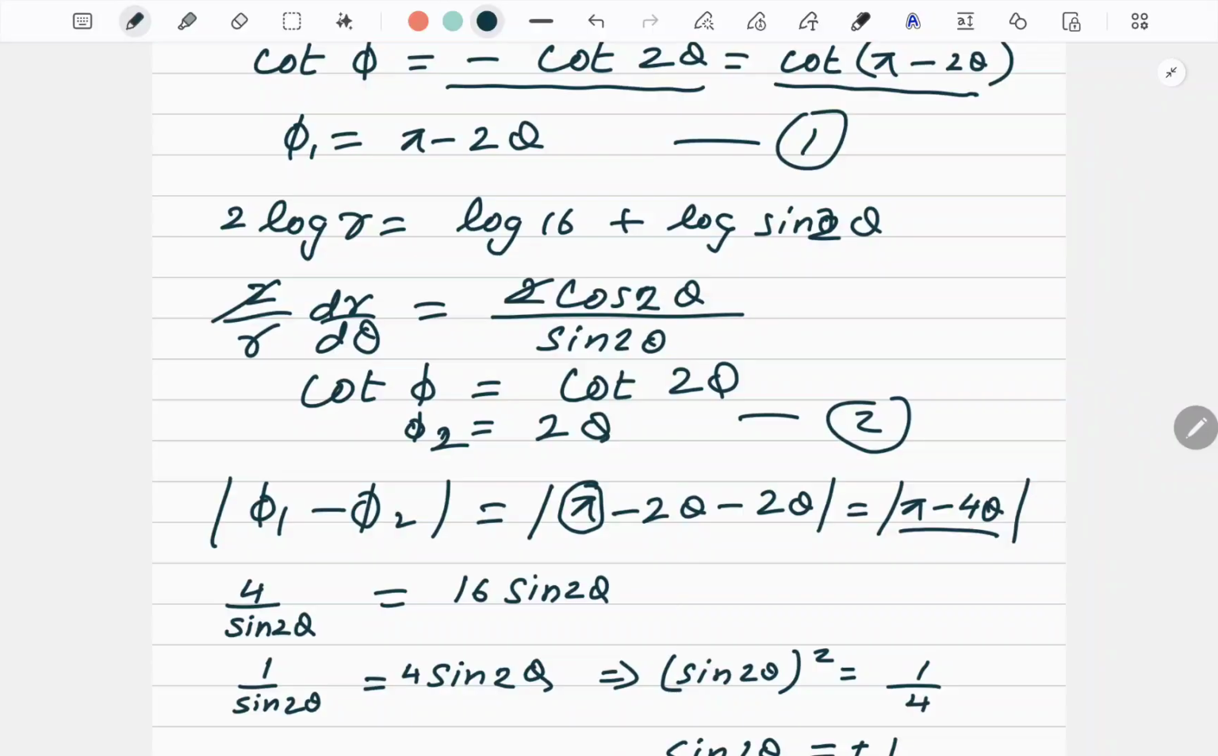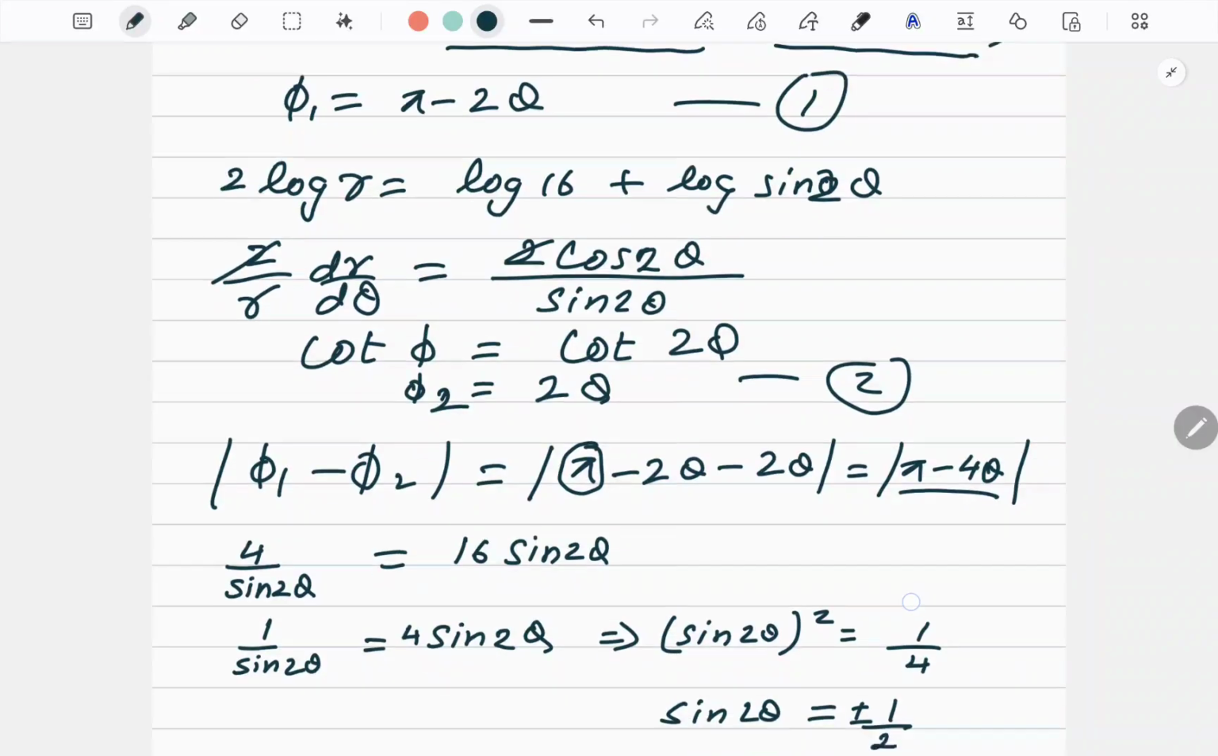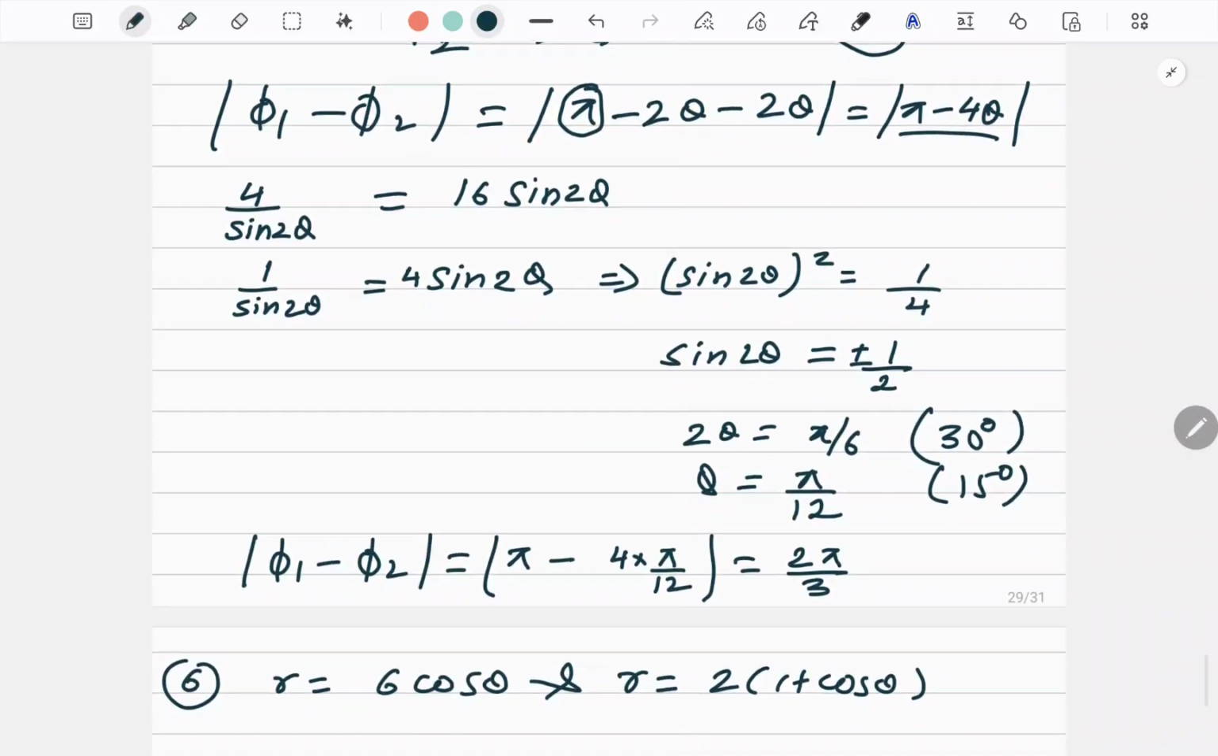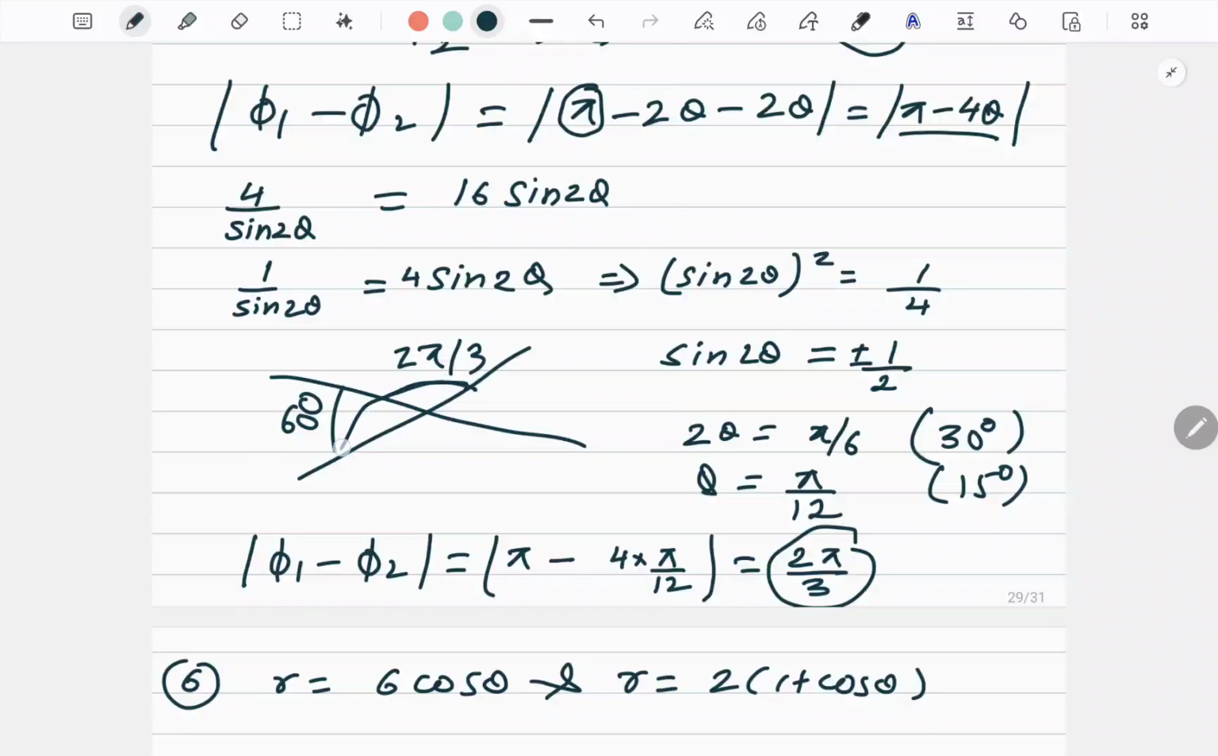And pi by 12 into minus 4, when you do that you get pi by 3, that is 60 degrees. So that is also a correct answer. Understand one thing: whenever two curves intersect, they form two types of angle. One is this and one is this. So this is 2 pi by 3, and this one is 60 degrees, because the sum is 180.